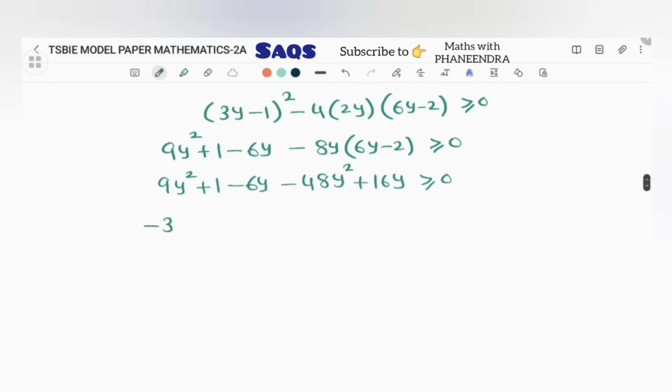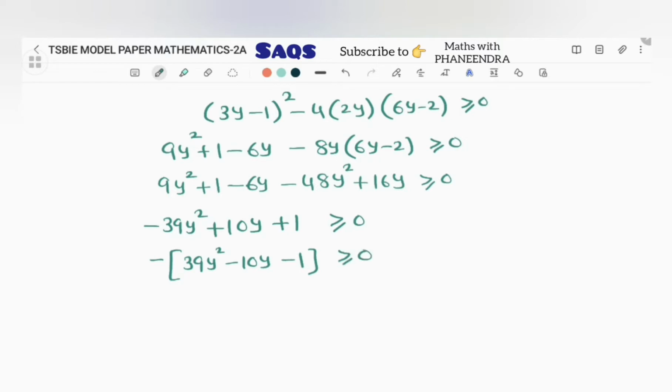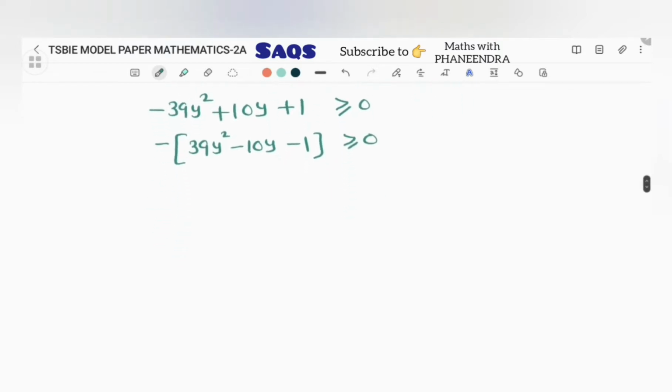So minus 39y square, minus 48 plus 9. After that 16y minus 6y, so plus 10y plus 1 is greater than or equal to 0. So minus take common, 39y square minus 10y minus 1 is greater than or equal to 0. So if you remove this minus, inequality will change. So 39y square minus 10y minus 1 is less than or equal to 0.